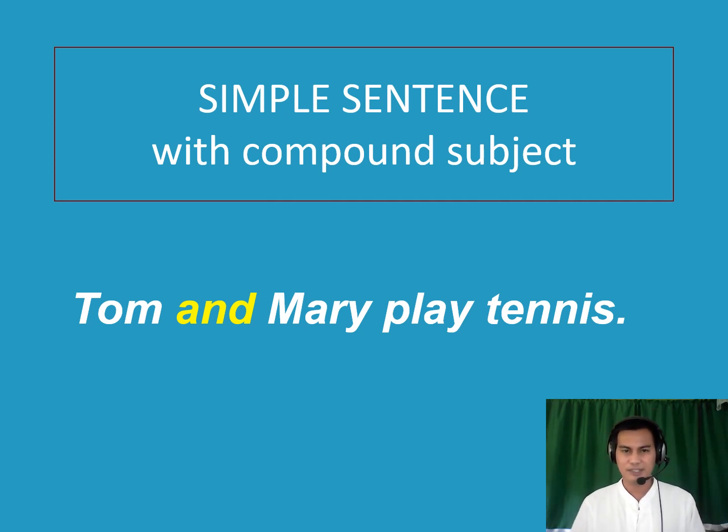We have here a sample sentence. Simple sentence with compound subject. Tom and Mary play tennis. Okay. Two actors, one action. We have here simple sentence with a compound subject. It's not just Mary. It's Tom and Mary. This is now compound subject, simple predicate. Play tennis. There's two actors, one action. Two actors, Tom and Mary, one action, play.